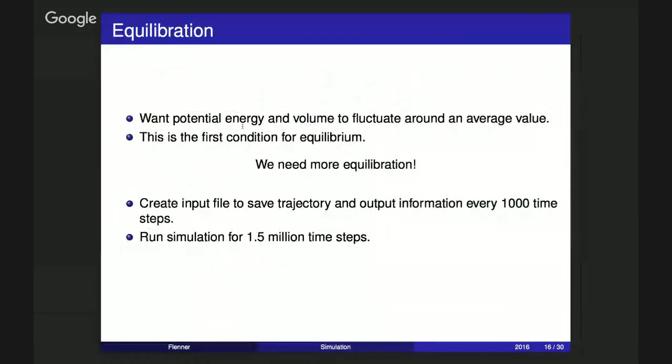All right. So these are two things we need for equilibration. So after the class, you have all those files. You can use the end of the equilibration file, restart, create an input file, run, and save the trajectory, outputting information every 100 time steps. I ran it for 1.5 million time steps, and then equilibrate.